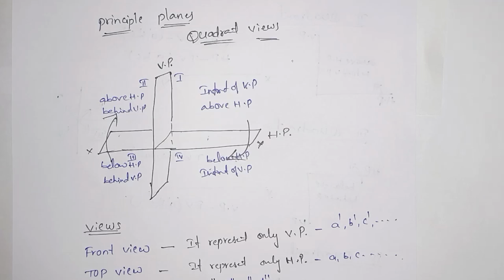This is the introduction part of orthographic projection: principal planes, quadrants and views, 3D to 2D conversion, and what happens in each of the first, second, third and fourth quadrants. We'll discuss the direct problems, points, lines and planes, in the next videos onwards.